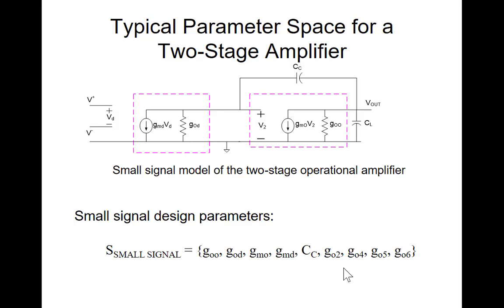If you looked at the two-stage amplifier in terms of the two-port model parameters, which is what we use to analyze the circuit, we see in the small signal two-port parameter domain, we have GOO, GOD, GMO, and GMD. For the two-port model, we have the compensation capacitor, and then we have the output conductances of the transistors as well. So it doesn't take long to end up with having expressions that involve lots of different parameters.